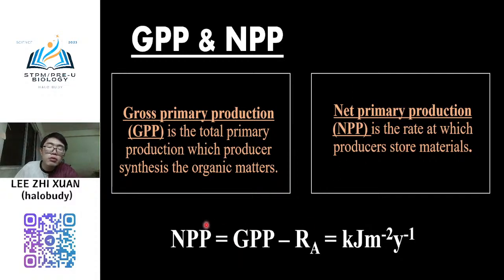So normally they will provide the equation like this. NPP, net primary production, will equal GPP minus RA. So this RA actually is energy loss. Energy loss lah. And then the unit is kilojoule per meter square per year. Inilah equation awak kena remember because sometimes objective questions will come out. So you need to remember this equation.